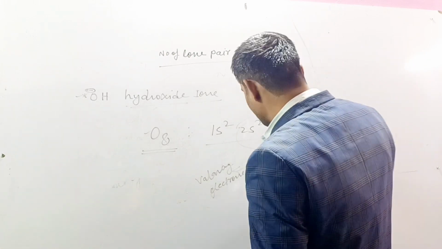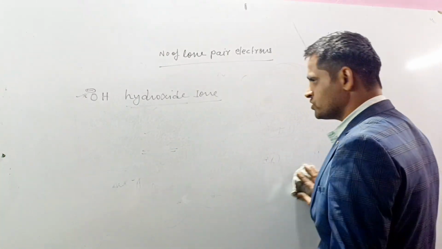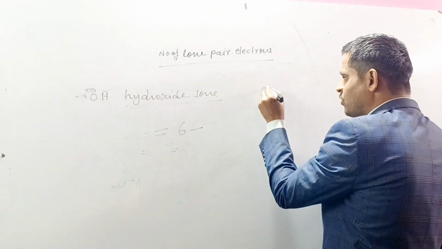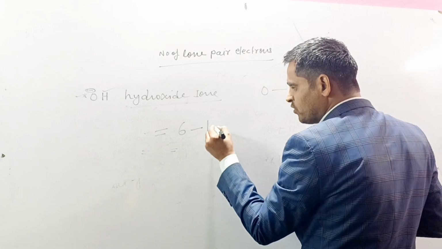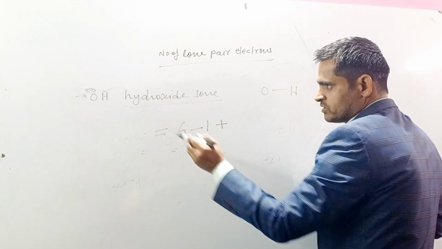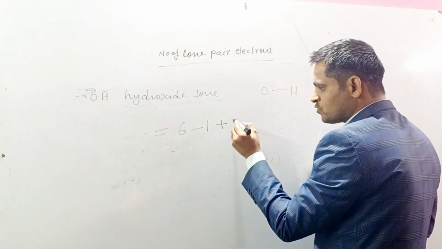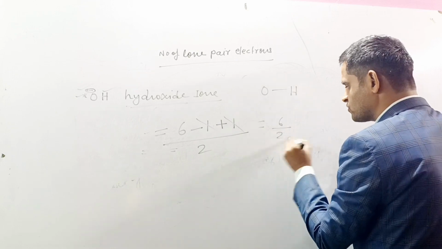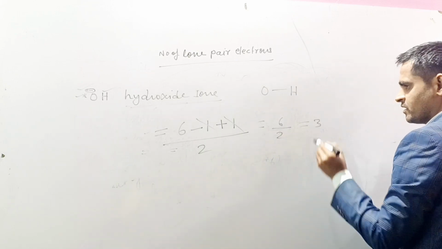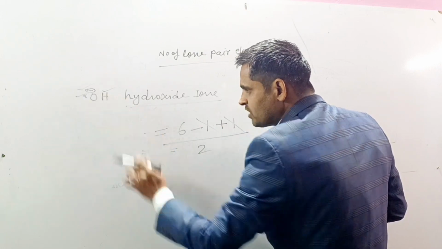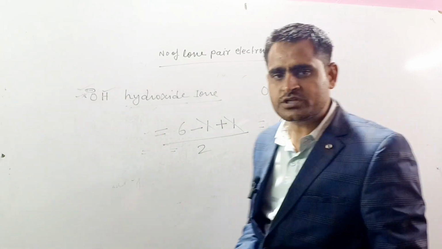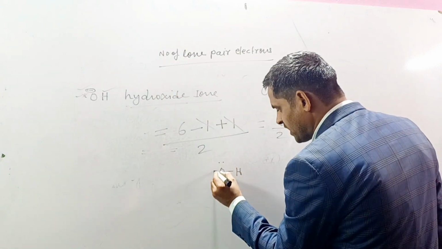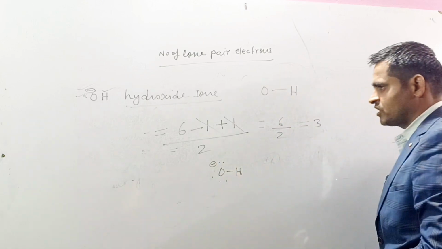Now we will calculate it by the formula. Use 6 minus 1 covalent bond, and plus, because the charge is minus, so we will add plus 1, and add here 2. Plus and minus cancel each other, so 6 minus 1 plus 1 is 6, and 6 divided by 2 is 3. So in the hydroxide ion, the oxygen contains 3 lone pair electrons. So we will draw it this way, 1, 2 and 3, and minus charge.